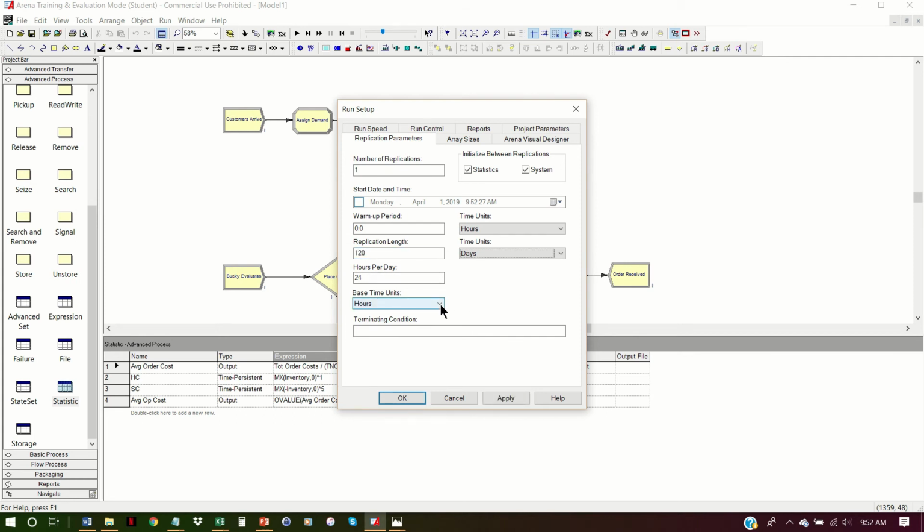And we can look at our base time units in days. Everything is given to us in days. Now, even though we want to look at it for 120 days, we don't want Bucky to come in at the very last minute and place an order that will not have a chance to be fulfilled by the time the simulation ends. So instead of 120, we're actually going to cheat a little bit again and put 119.9999.